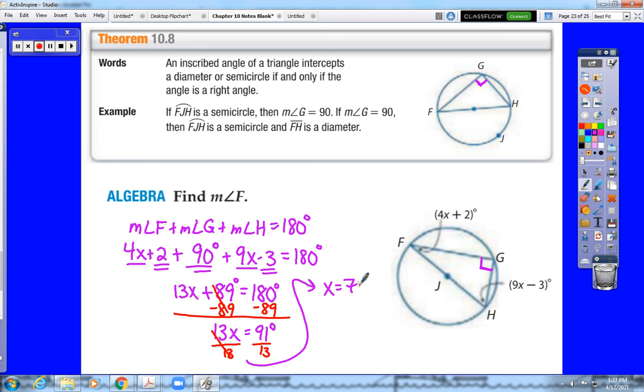Done, right? Oh, wait, yeah, we still have to plug that back in, don't we? So then we take the fact that x equals 7 and we use it to find the measure of angle F, which is 4 times x plus 2. 4 times 7 is 28 plus 2 is 30 degrees. Measure of angle F is 30 degrees.